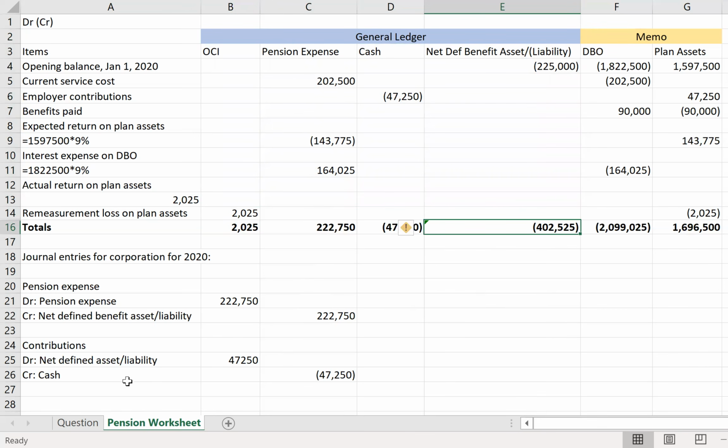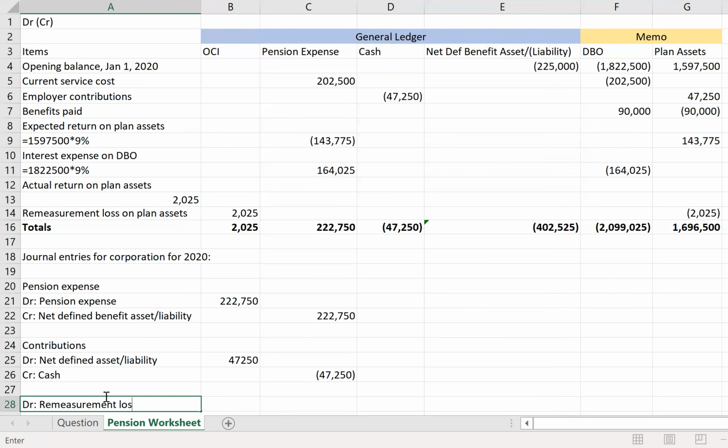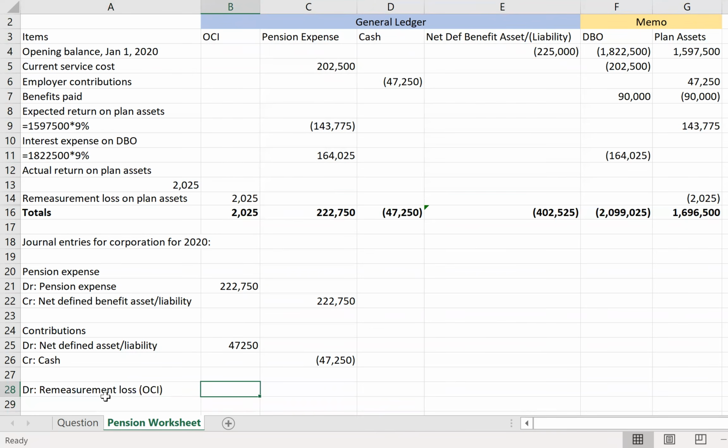We also need to recognize our OCI amount. So we're going to have debit, remeasurement loss, and we always label an OCI. That's why we have that label there, just so we know what's going through OCI. 2025. Oops. 2025. We lost $1 there.